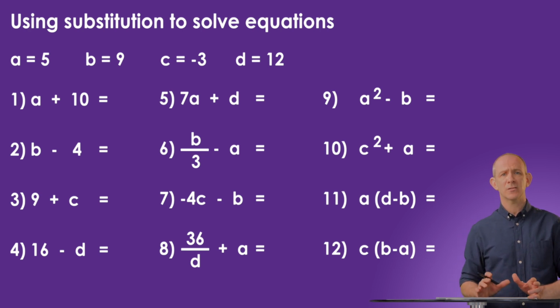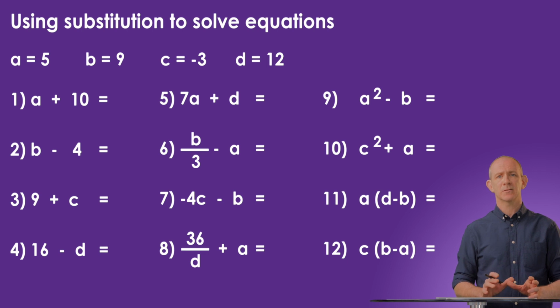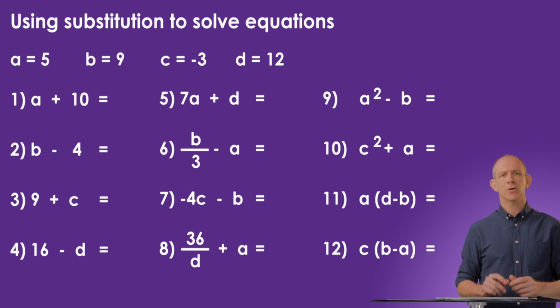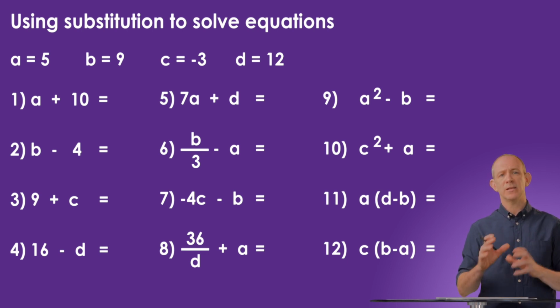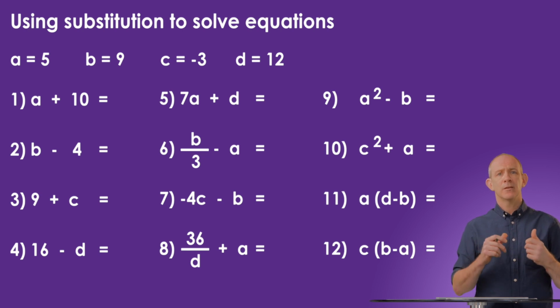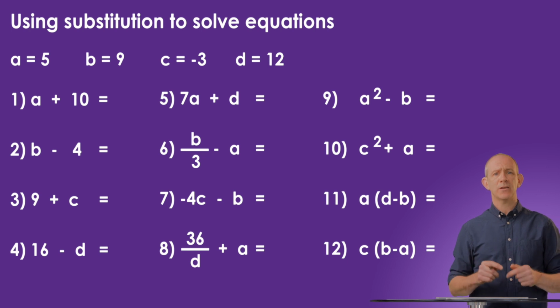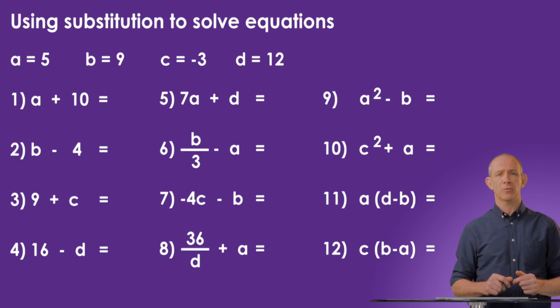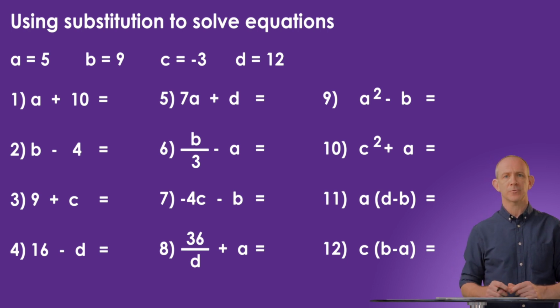Now, before we start this, please let me remind you about BIDMAS. This is the order of operations. We always do brackets, then indices or powers, then division and multiplication followed by addition or subtraction. You substitute the values shown at the top for the variable in the equations and then solve them. If you want to press pause and work through these, I'll go through the answers when you restart.